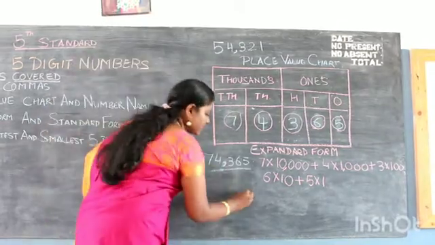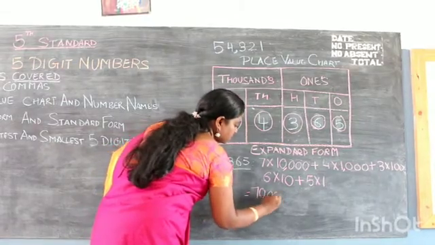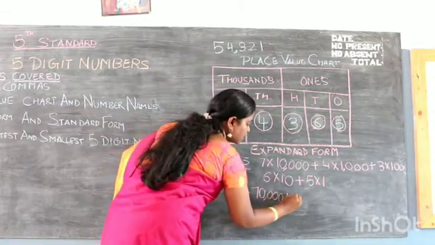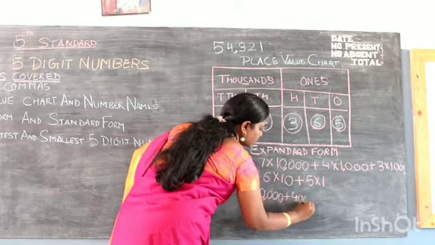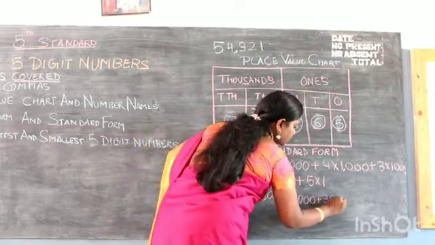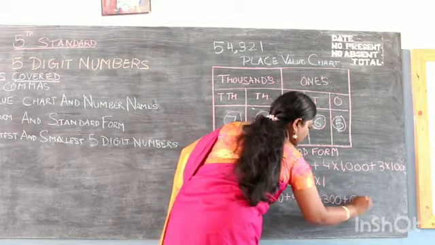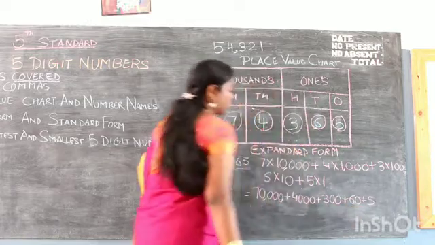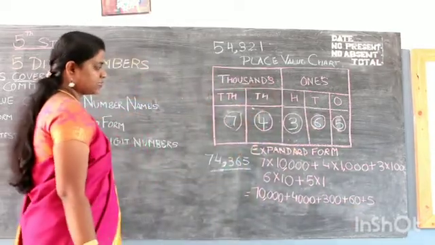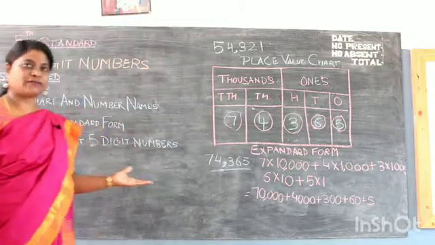You simply write it as 70,000 plus 4,000 plus 300 plus 60 plus 5. If you multiply, you will get the same answer. So this is how you're going to write your expanded form.